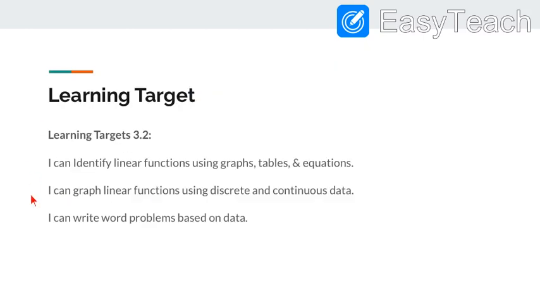Learning targets for the day are right here. Please write down all three of these. So you should be writing down this one, and this one. Pause this video before you move on so you can get these all written out.